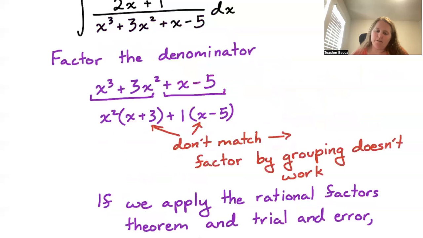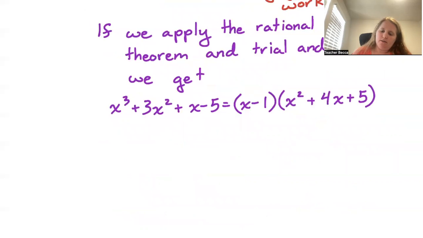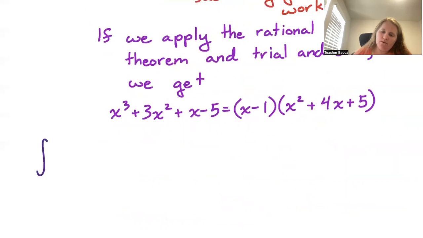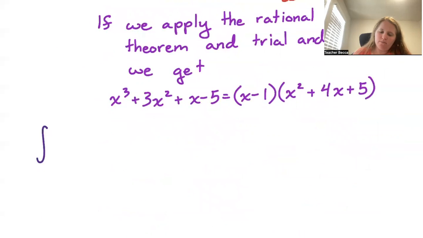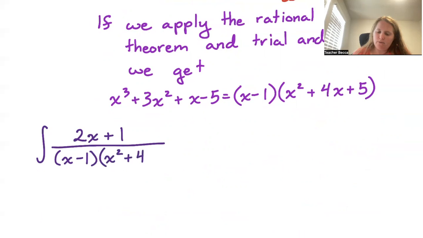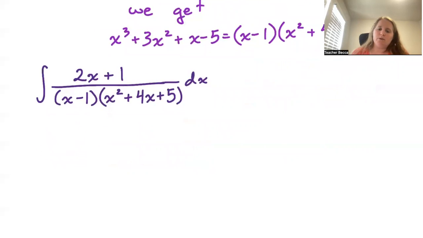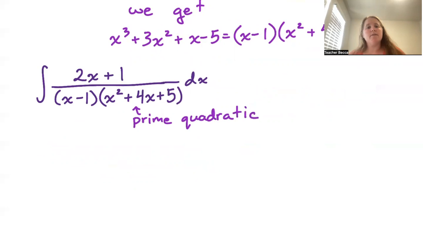So we are looking at the integral of, our numerator is 2x plus 1, and our denominator is x minus 1 times x squared plus 4x plus 5, and then dx. This x squared plus 4x plus 5 is a prime quadratic factor. We are as simplified a denominator as we can get. So at this point, we'll go ahead and run partial fractions.